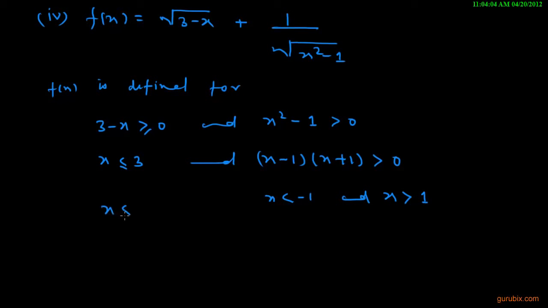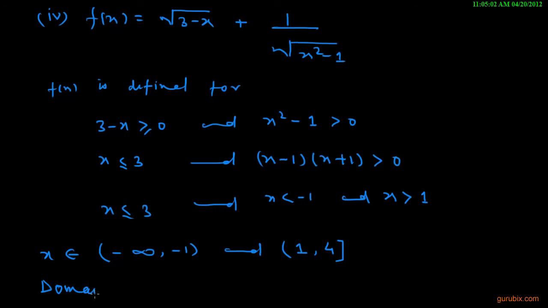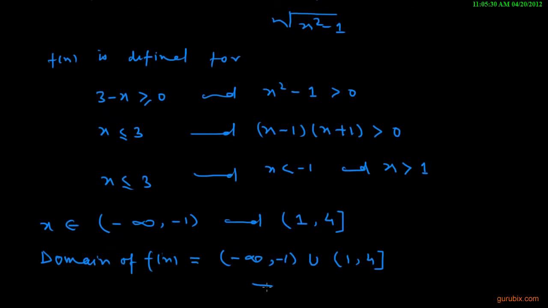And from the first condition we get x is less than or equal to 3. If we combine all these intervals, then we get that x belongs to (−∞, −1) and (1, 3], where 1 is not included. Actually this is a semi-open interval. So this is the domain of the function. So we shall write the domain of f(x) is (−∞, −1) union (1, 3]. So this is the solution of the question. Thank you.